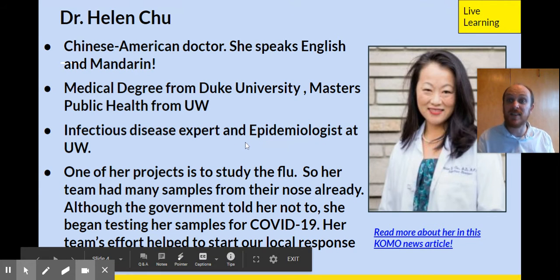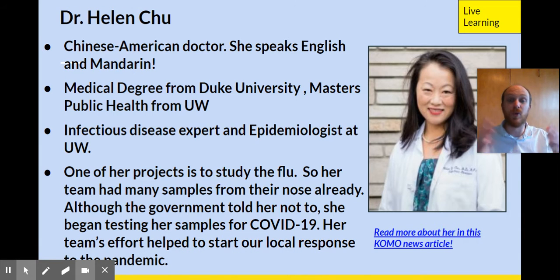Dr. Helen Chu is a Chinese American doctor. She's multilingual, she's bilingual, like most of you. She has a medical degree from Duke, so she is a medical doctor, but she also has a master's in public health from UW. And she is an infectious disease expert and an epidemiologist, and she works at UW.